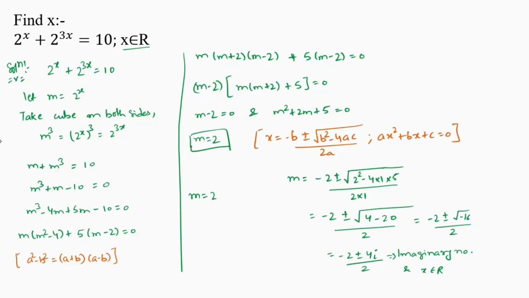Also, we have assumed earlier that m equals 2 raised to power x, so 2 raised to power x equals 2 raised to power 1. Since their bases are same, their powers will also be equal. So we get the value of x equals 1.